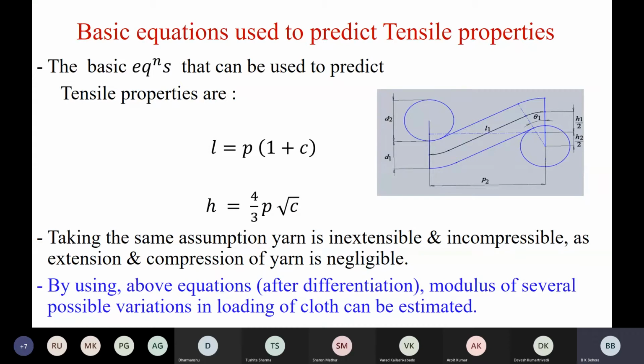Relating to L, P, C, our fundamental equation which we have derived is L is equal to P into 1 plus C. Here I have written the equation irrespective of warp and weft. You know, when it is warp and weft, suffix 1 and 2 will be added. In general, it is L is equal to P into 1 plus C. And also H is equal to 4 upon 3 P root C. If H1, P2 C1, if H2, P1 C2.